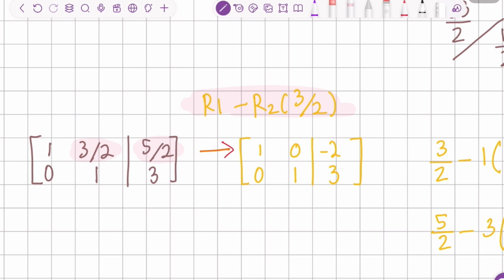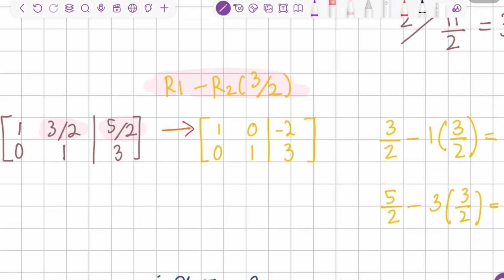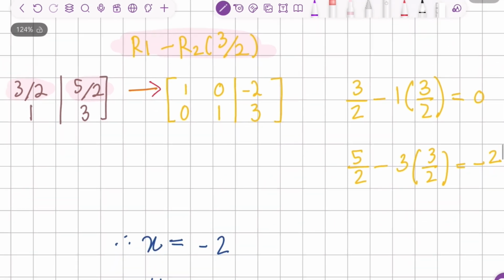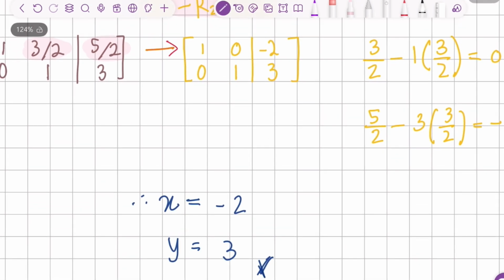So for this also, row 1, 3 over 2 minus row 2, which is 1, and multiplied by 3 over 2, you get 0. And then 5 over 2 minus row 2, which is 3, multiplied by 3 over 2, you get negative 2. And then finally you get the answer. X is negative 2, Y is 3. Finish.